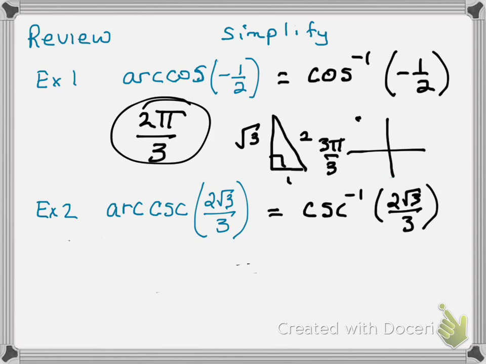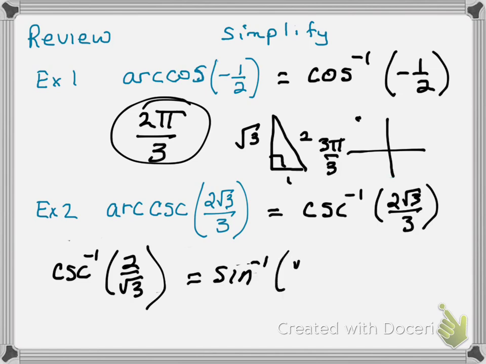So 2 over the square root of 3. So I now have cosecant inverse of 2 over the square root of 3. And remember, a cosecant is simply a sine flipped over. So at this point, if you'd rather write it as a sine problem, it might make more sense to just flip it over and write it as a sine problem.